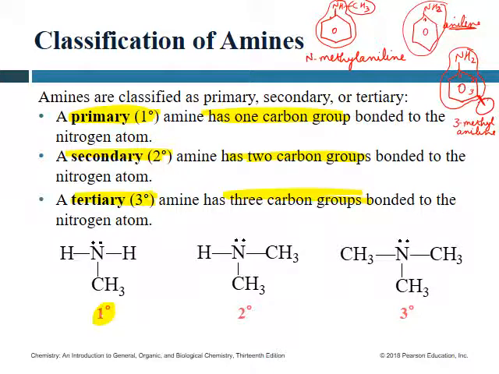Secondary would be, for instance, right here, nitrogen bonded to 2 carbons. It doesn't matter if there are more carbons after this. What matters is how many carbons nitrogen is directly bonded to. So it is bonded to 2 carbons directly, so this is secondary. Here nitrogen is bonded to 3 carbons directly, so this is tertiary. Why is this important? We'll see.